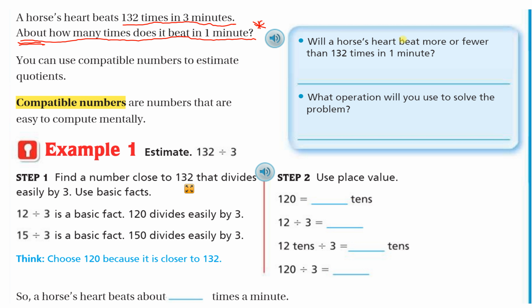Okay. So let's look real quick over here at this question. Will a horse's heart beat more or fewer times than 132 times in 1 minute? Well, if it takes 3 minutes to beat 132 times, in 1 minute it has to be fewer than 132. Fewer than 132 in 1 minute.